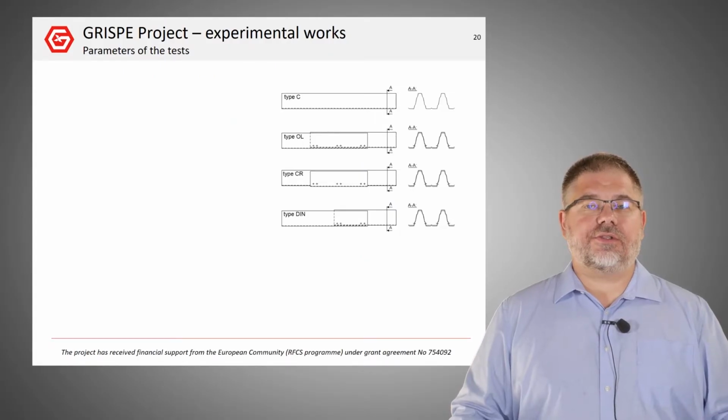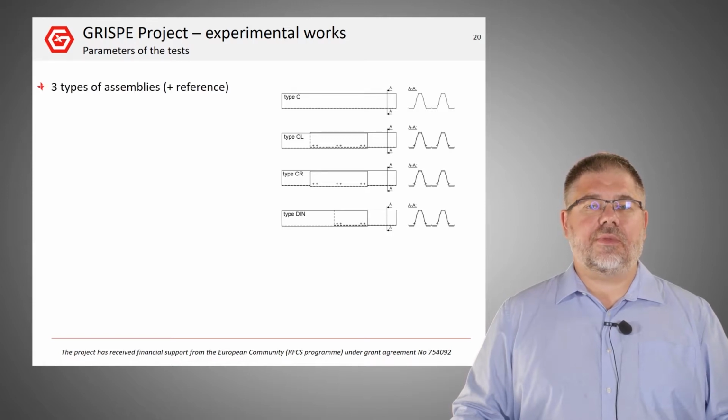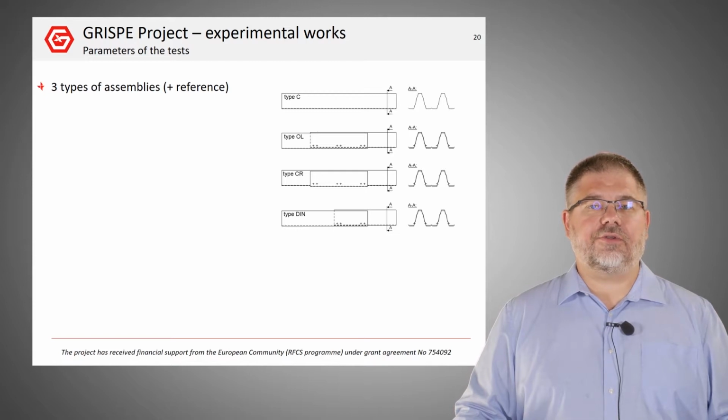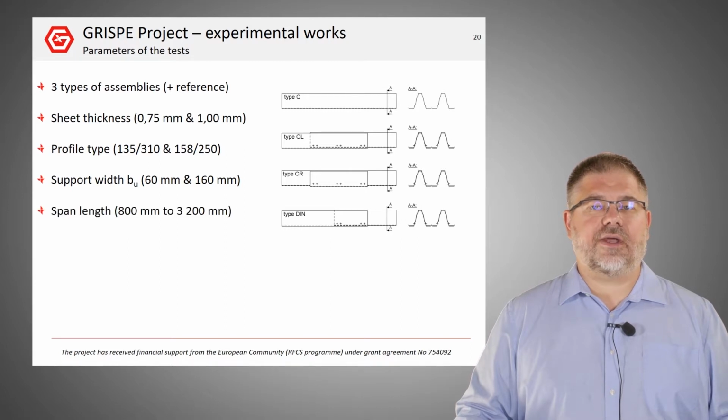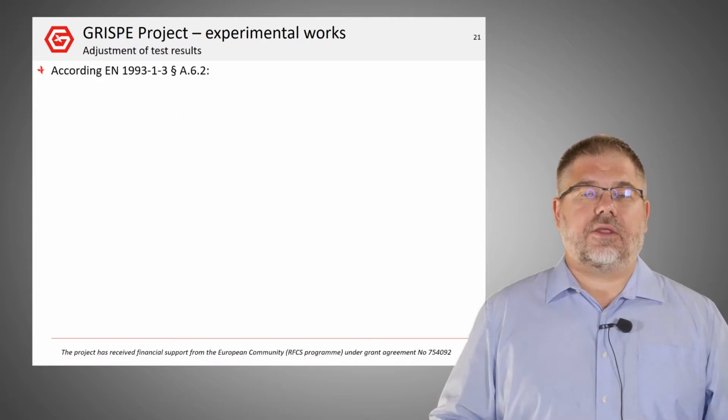The parameters of the test campaign are the type of assembly, DIN, double overlap, and continuous profile with reinforcement joints, the 2 steel thicknesses, the 2 profiles, the width of the support, and the span length. For each test, tensile specimens complete the campaign.